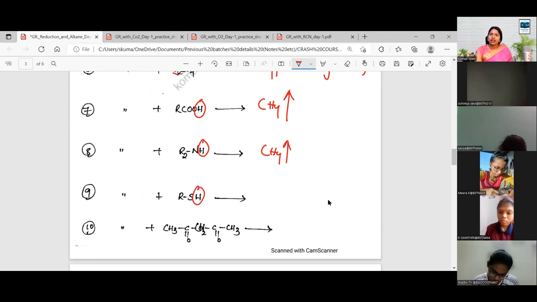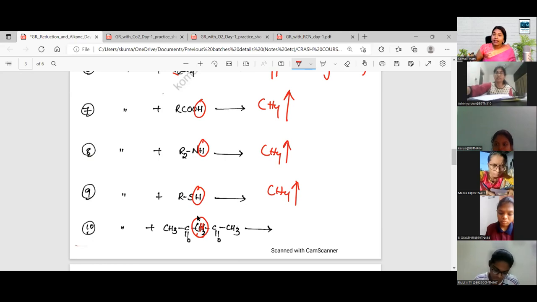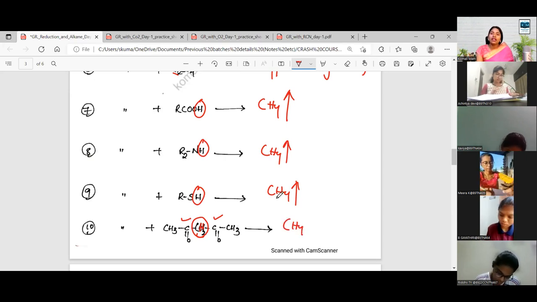Acidic hydrogen is there, so methane. In this particular compound, you see here, this is called an active methylene group compound. See, the CH2 in the middle is attached to two carbonyl groups, which are electron withdrawing. This side C double bond O is withdrawing, and this side C double bond O is withdrawing. That middle carbon is a more active carbon, and its hydrogens are more acidic. It is a good source of H plus ion. So again, you will get methane gas.